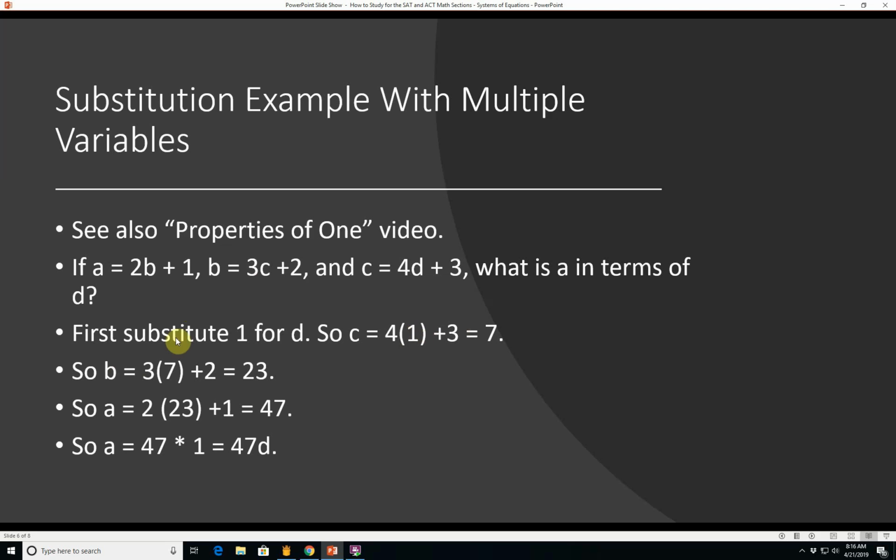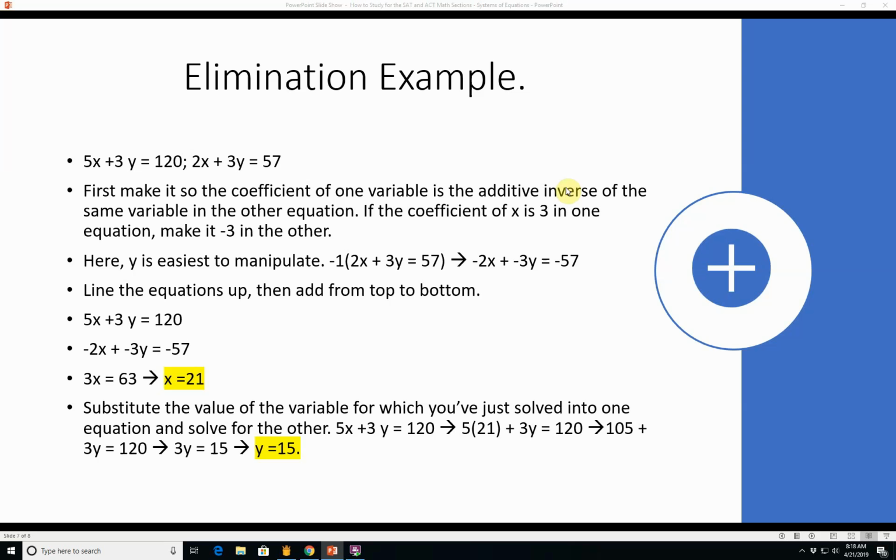So B then is going to be equal to 3 times 7 plus 2, which is 21 plus 2. That's 23. Pretty easy, right? So A is equal to 2 times 23 plus 1. That's just 47. And then A is equal to 47 times 1. Since we set D equal to 1, that means A is equal to 47D. So you would just look for that answer choice, or probably you would just grid in 47 if it's a grid-in answer on the SAT.